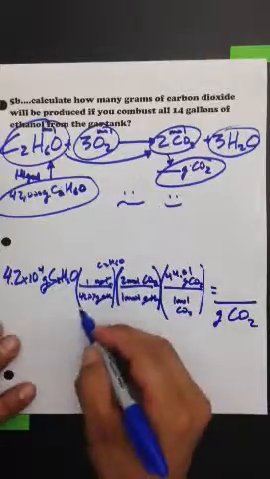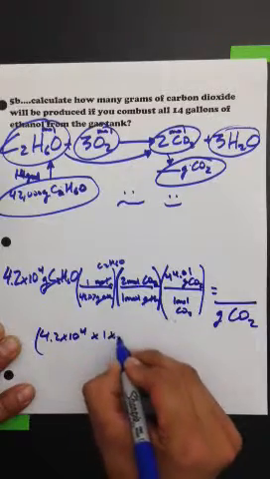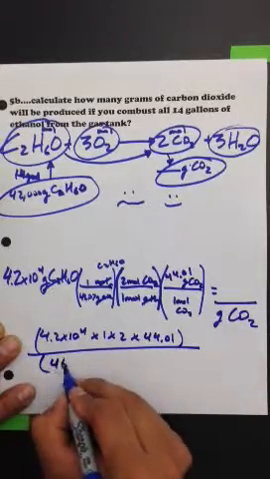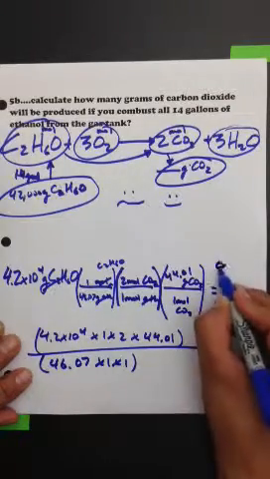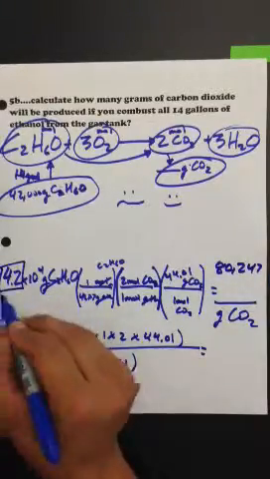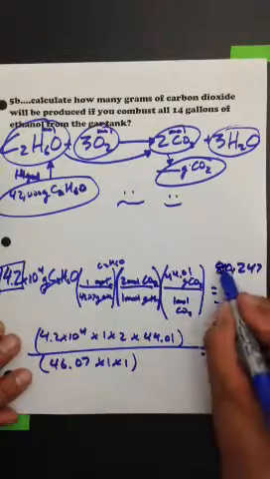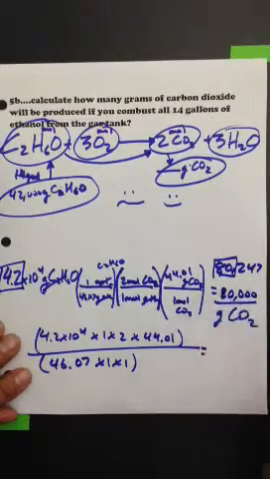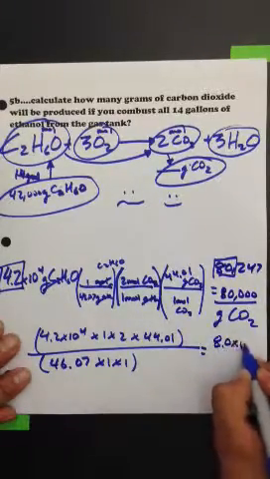And that's going to end up giving us the grams of CO2. Well, you do the math. 4.2 times 10 to the 4th, in parentheses first, times 1 times 2 times 44.01, divided by parentheses 46.07 times 1 times 1. Good. And you're going to get something like 80,247. But wait, how many significant digits do we have? We have 2. This is 4. That's a definition. That's 4. So our answer has to be in 2. So we're going to round it to 80,000 grams of CO2. Or if you want to be really clear about the significant digits, 8.0 times 10 to the 4th grams of CO2.